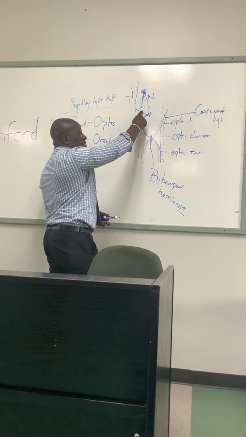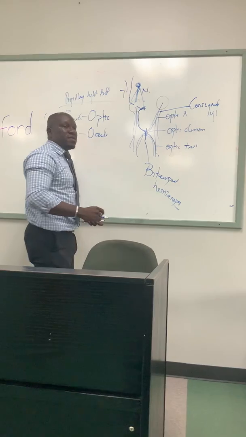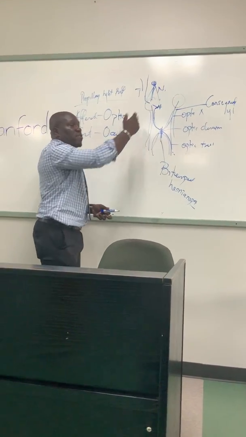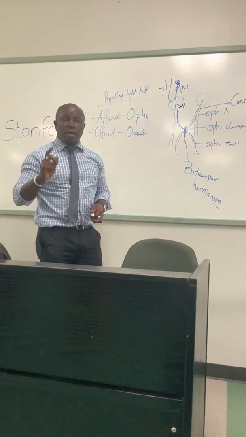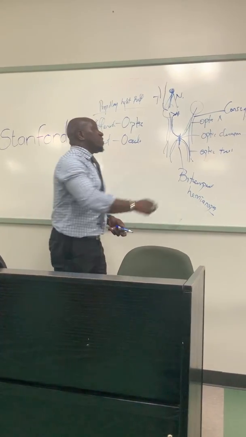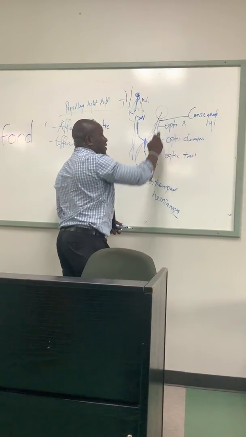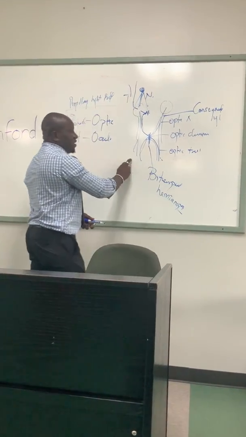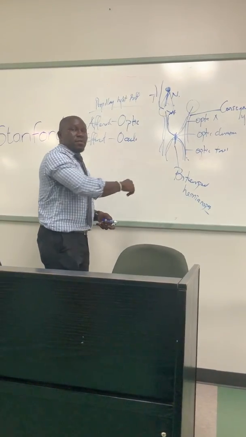But if I shine light into this eye, and this didn't constrict, and this didn't constrict, that says my what? My optic nerve is not working for that eye. Are we clear about this? The same thing: if I shine light into this eye, and this eye constricted, and this eye did not constrict, where's the problem?